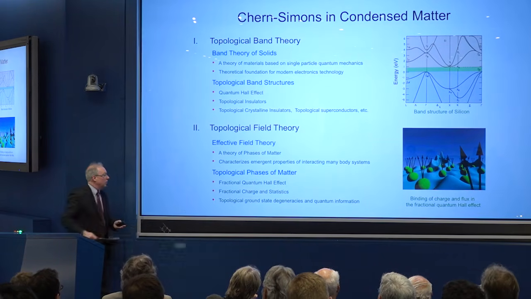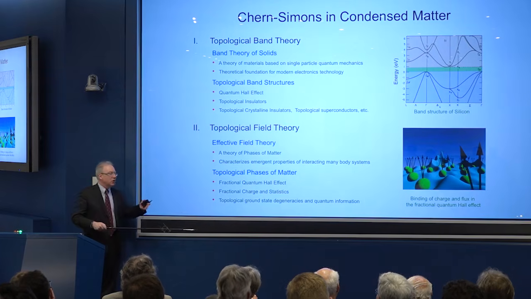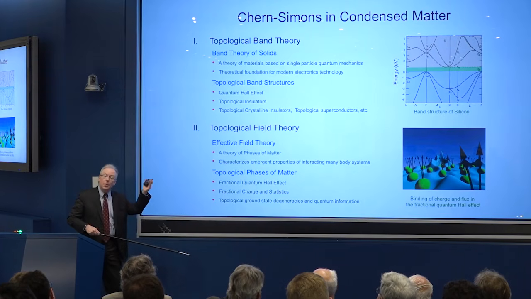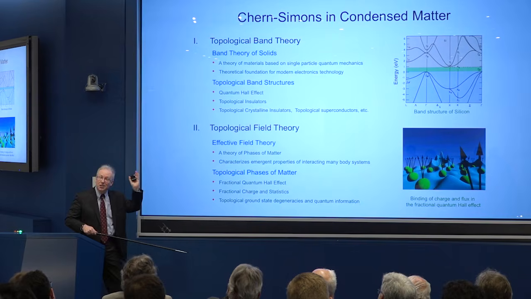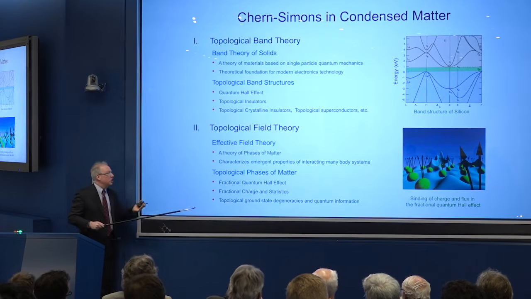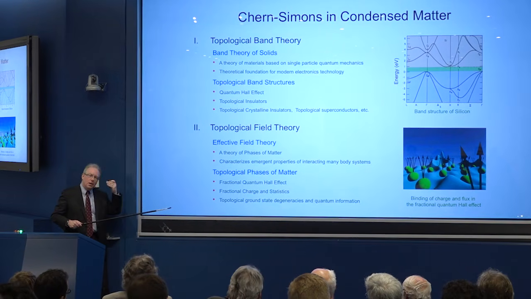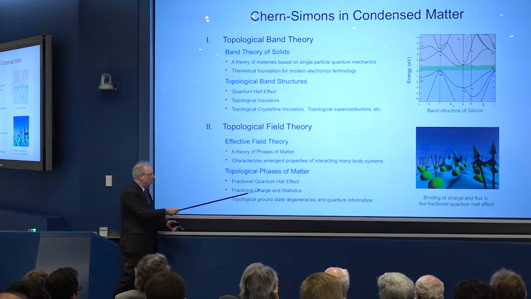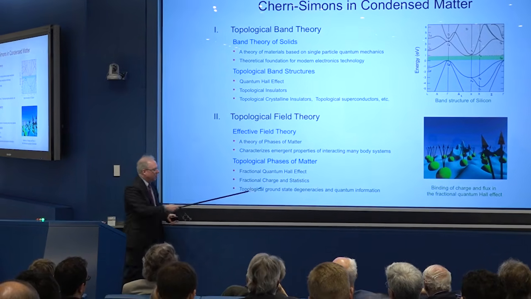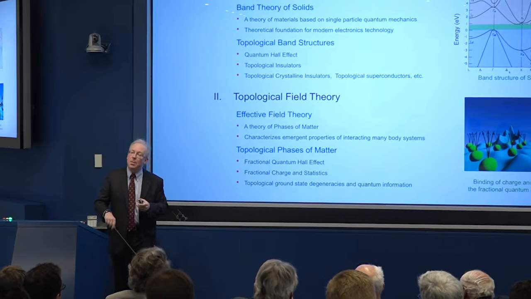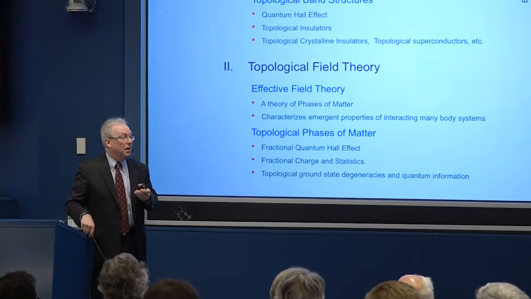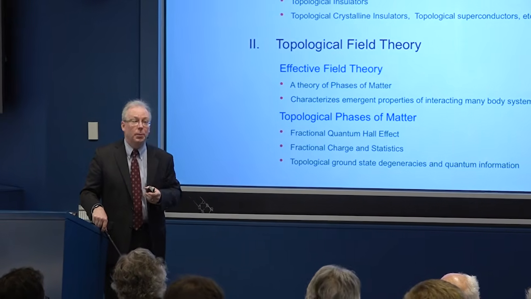And particularly the fractional quantum Hall effect. It's made out of ordinary particles, electrons and protons, but it has emergent properties that have fractional charge, fractional statistics, and can also ultimately be used for developing technologies of quantum information.